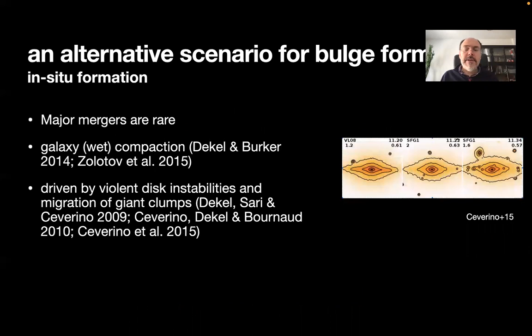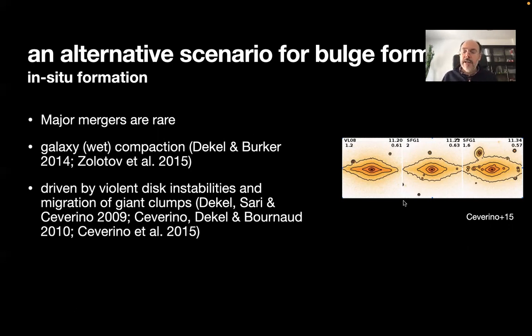So this is an alternative scenario for bulge formation. It's more of an in situ scenario. We know that major mergers are rare, so we don't have enough major mergers to account for the amount of bulge that we see around massive spirals. So we need something that is forming a bulge in any galaxy. And this is the process of wet compaction, mostly driven by violent disk instabilities and the migration of giant clumps.